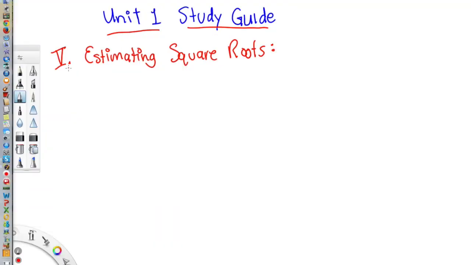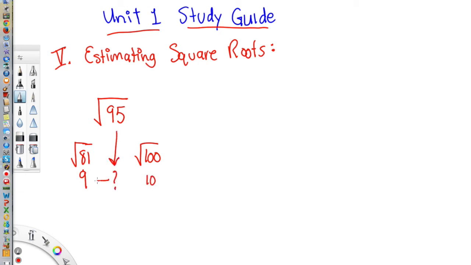Boys and girls, let's move on to part 5, estimating square roots. And let's take a look at a very interesting square root. We want to find the square root of 95. Well, we know the first step, if we want to estimate to the nearest hundredth, is we have to find the nearest whole. And I know that the square root of 95 is somewhere in between the square root of 81 and the square root of 100. The square root of 81 would be 9. The square root of 100 would be 10. So 95 has to fall somewhere between 9 and 10.